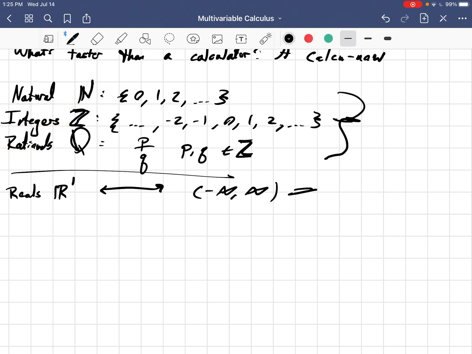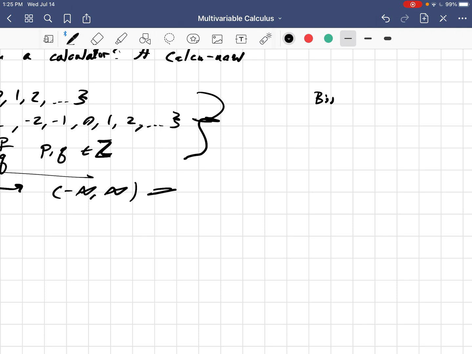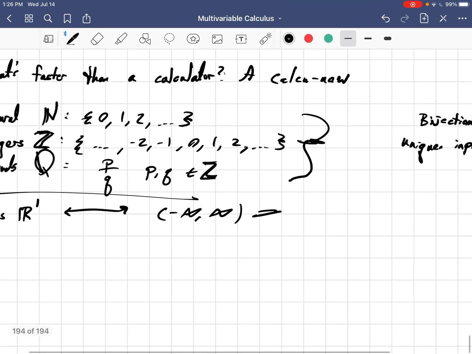Now, I said bigger. What did I mean by bigger? How is one infinity bigger than another? Well, how we quantify what's known as the cardinalities of different infinities, in other words, the sizes of different infinities, is through bijections. A bijection is a property of a function. If a function is bijective, it takes a unique input and maps it to a unique output. So no two different inputs can yield the same output.